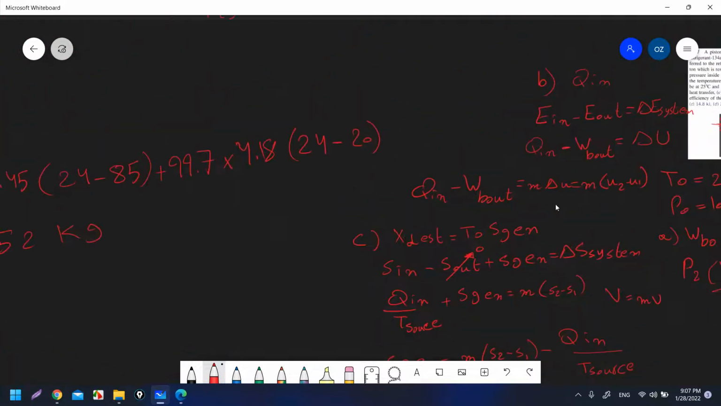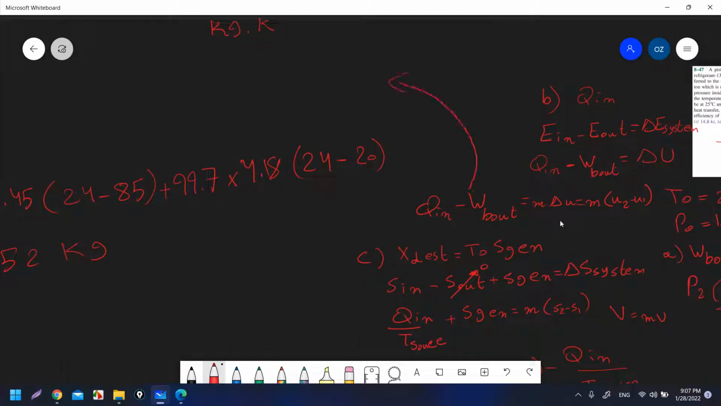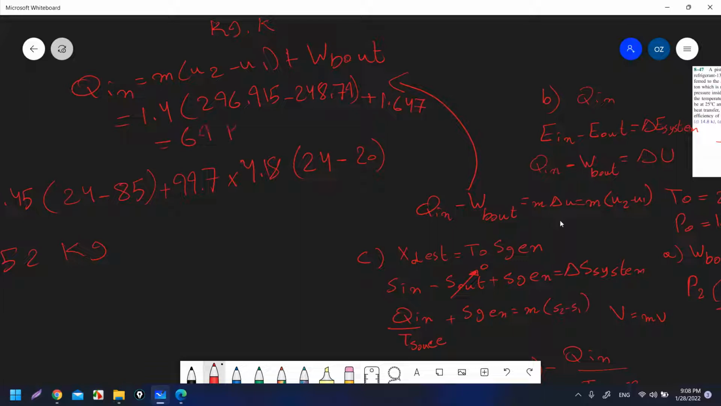For the second part, Qn, let's go here. Qn is equal to m times (u2 minus u1) plus the boundary work. 1.4, that is the mass, times 296.915 minus 248.79, plus the boundary work we got in the first part, which is 1.647. This will give me 69 kilojoule. Okay, that is for Q.